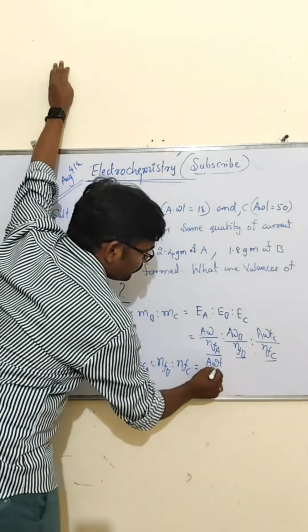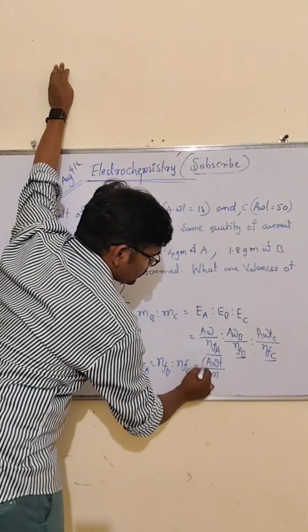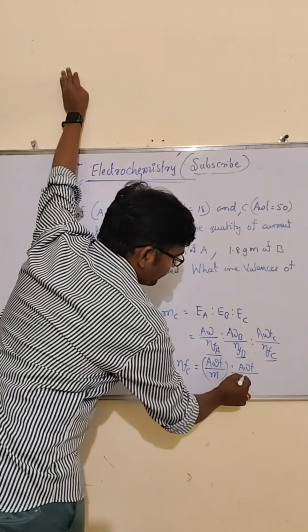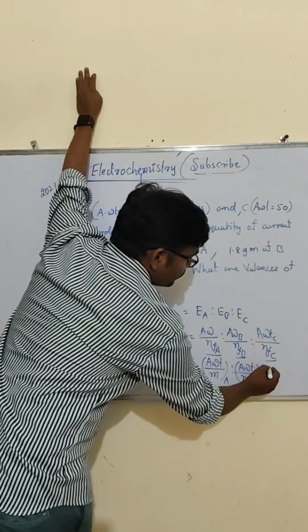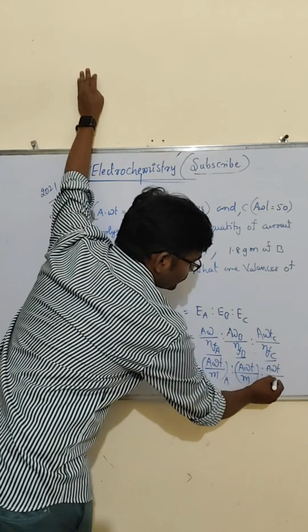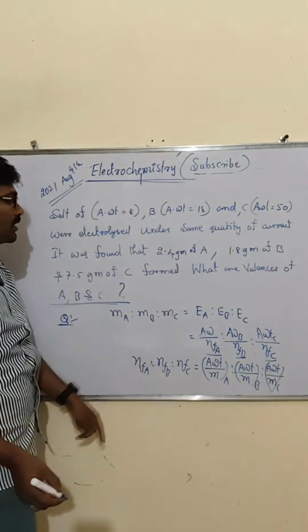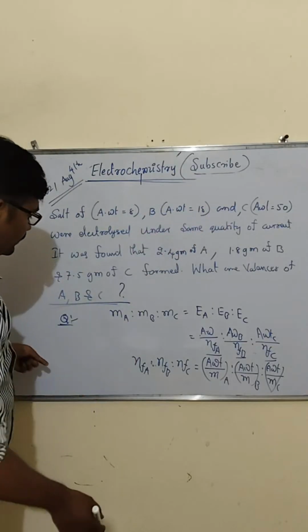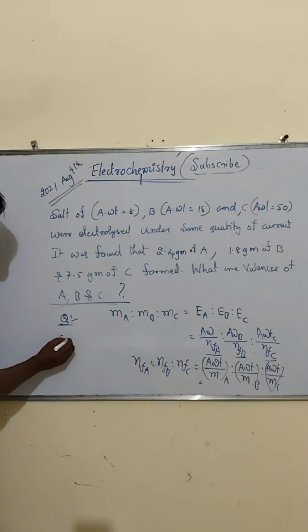atomic weight of A divided by mass of A, then atomic weight of B divided by mass of B is to atomic weight of C divided by mass of C. The atomic weights are given, and the masses are given. So look at it, here I will note it down, first one is A.